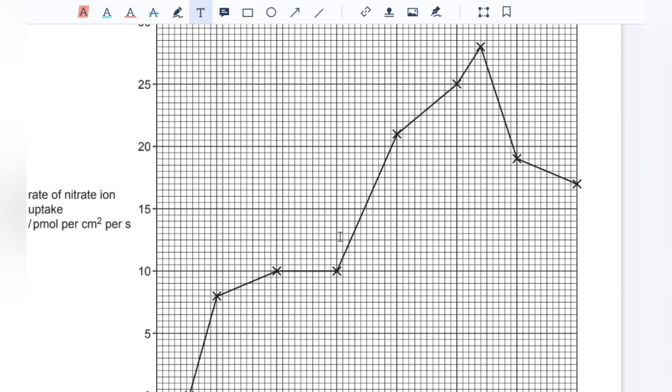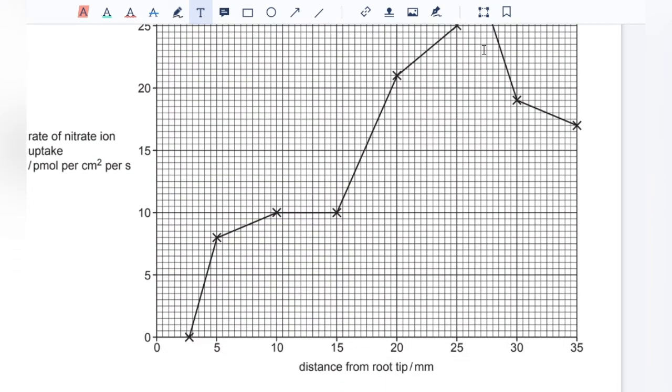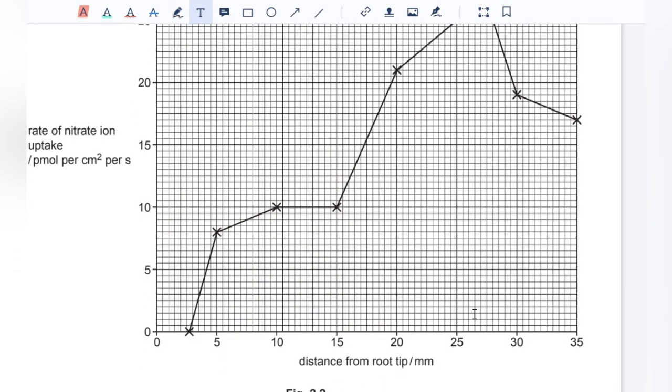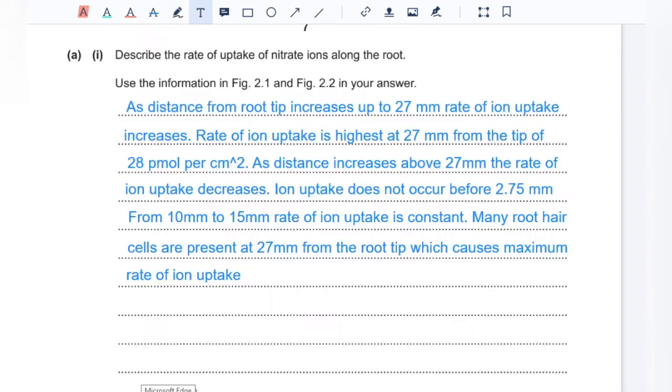And since this peak value of the rate occurs at 27 millimeters, that means 27 millimeters is where most of the root hair cells are present. Before 2.5 millimeters of distance from the root tip.